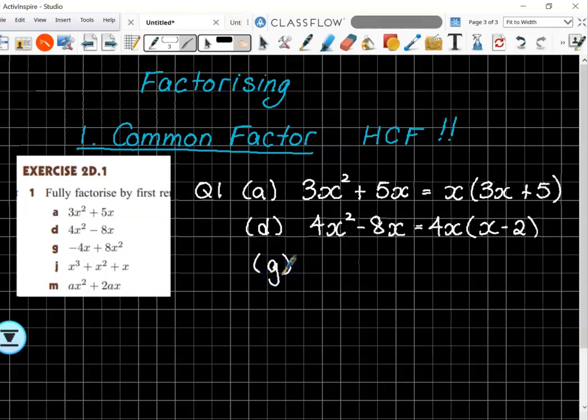What can you tell me about G? There is a negative, but now this isn't a deal breaker, right? But I like to put my highest powers first. So when I'm writing this, I would actually write this as 8x squared, take 4x. And then I'd pull out the common factor. Yes?